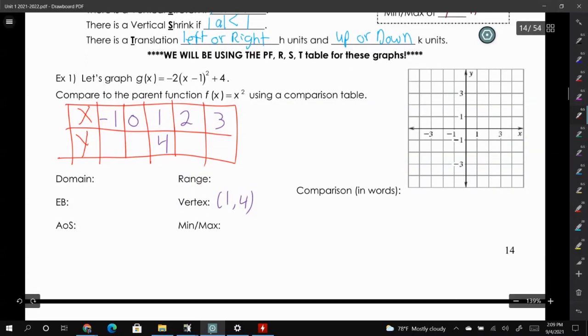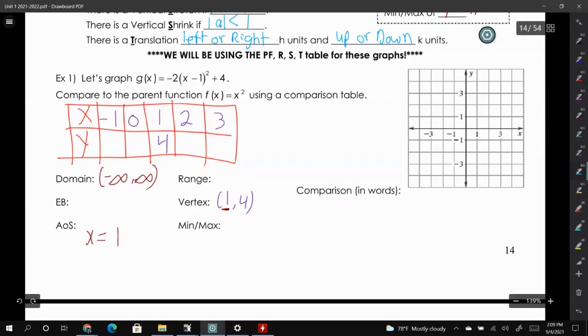Your domain, again, is always negative infinity to infinity. Your axis of symmetry is going to be at x equals 1, the x-coordinate of your vertex. Min or max value, we're going to wait until it's graphed. I mean, you could look at it now, and if you can tell that we have a max, that's fine. But I always like to see my graph before I do things like end behavior, range, min, and max, just so I have it all done before that.